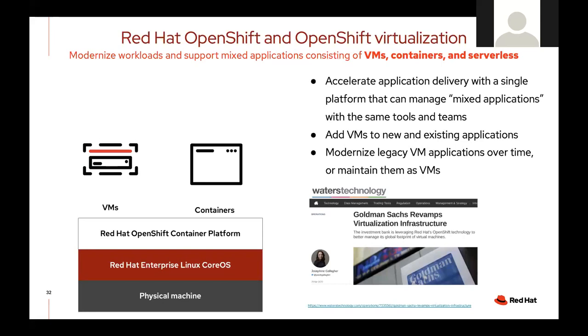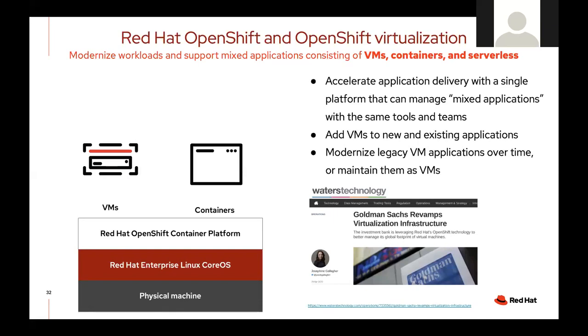Now, we're not saying that we're going to shift all your virtual machine workloads into OpenShift virtualization. That's not the purpose. The purpose is that as you are modernizing your applications, if you have requirements for a few virtual machines, then the platform can support that natively. So this is what Red Hat is bringing.